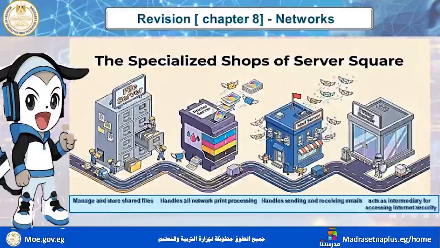So what are the specialized shops for Server Square? We have here the file server, the printer server, the mail server, and the proxy server. The file server manages and stores shared files. The printer server handles all network print processing at the same time, of course, but it puts the jobs in an order and serves all the clients of the network.